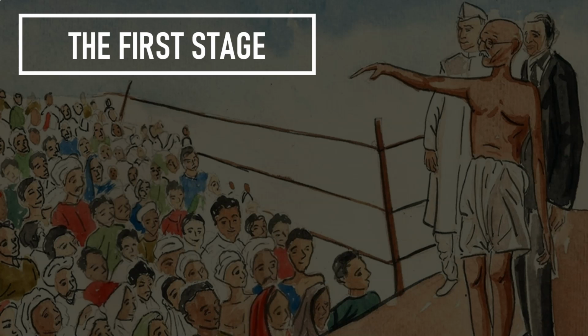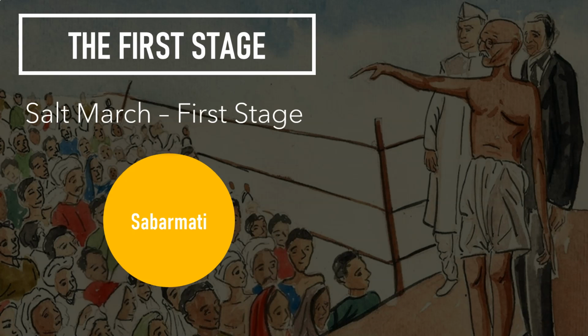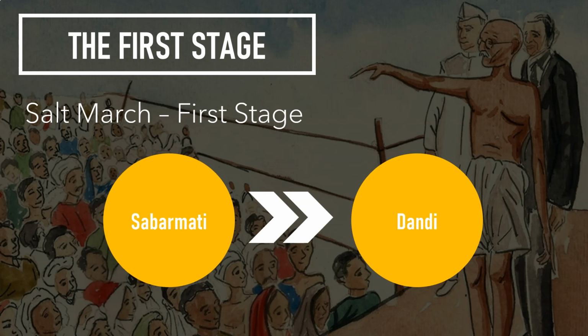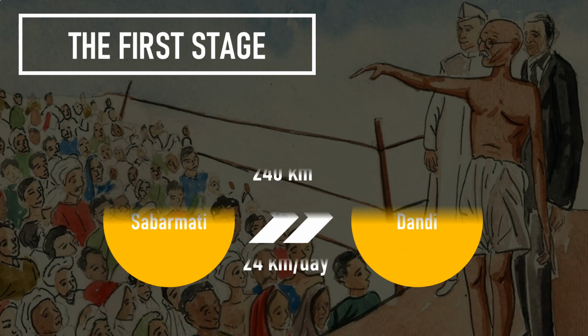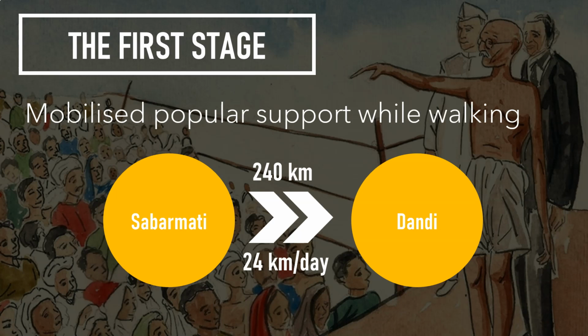And the first stage of the movement, as I mentioned earlier, began with the Salt March. So Gandhi walked from Sabarmati to a coastal town in Gujarat called Dundee, and this distance was around 240 kilometers. He traveled 24 kilometers per day on foot, so it took approximately 10 days. And during this time, he mobilized popular support. He spread the ideals of Swaraj to the disconnected areas or marginalized sections of society.